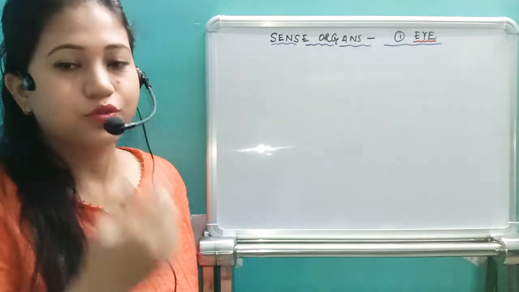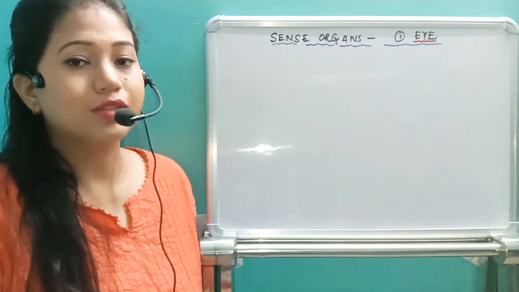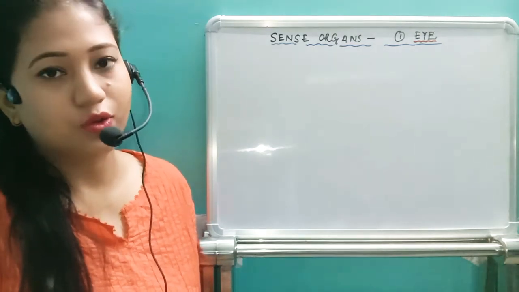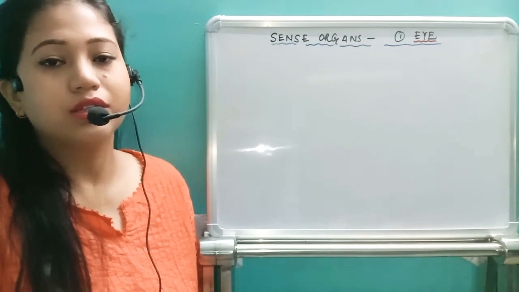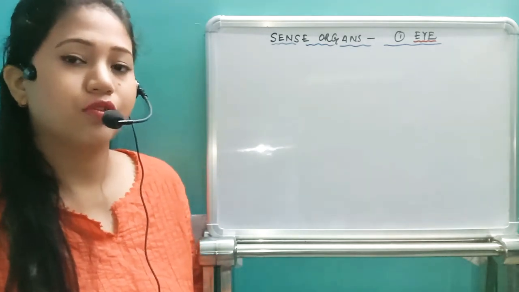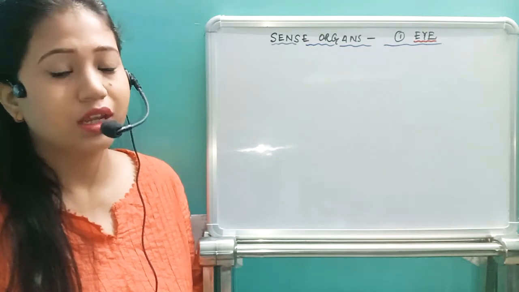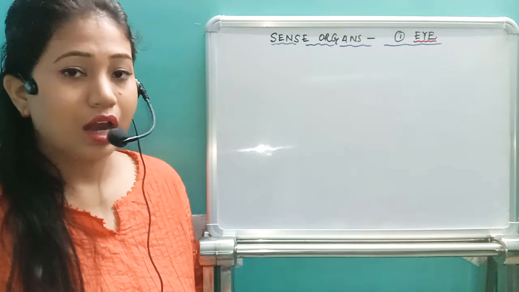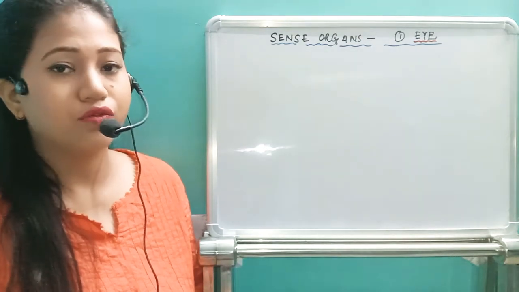Hello students, today we are going to start the last part of the chapter Neural Control and Coordination, that are the different sense organs. We have already completed the neurons, the introduction of the neurons, then the types of nerves, types of neurons we have seen. Next we have seen the conduction of nerve impulse, RMP, AMP, transmission of nerve impulse.